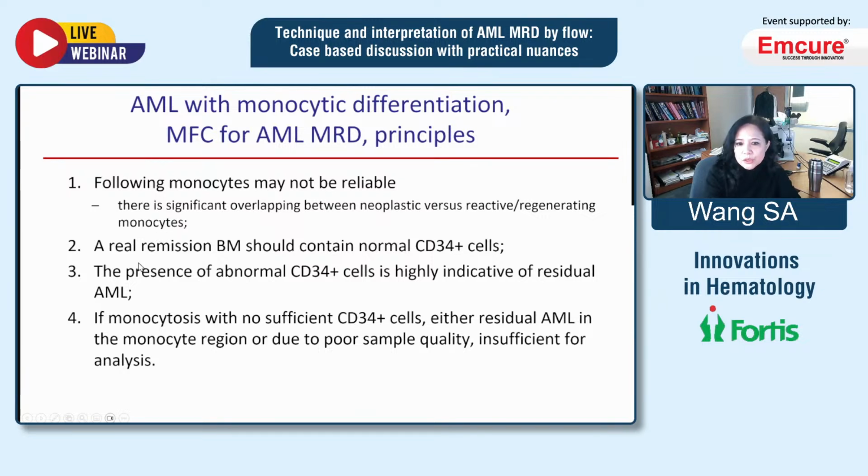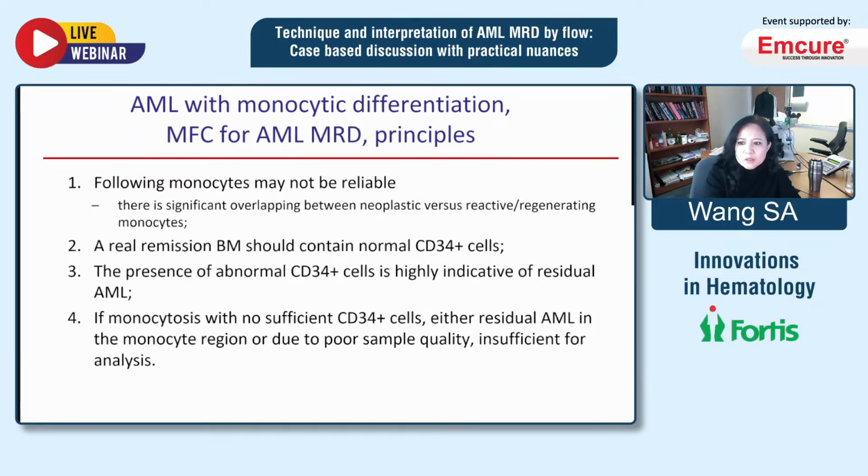monocytes. So the real remission bone marrow should contain normal CD34 cells, unless the patient is an early relapse from stem cell transplant, because you still retain a lot of CD34 cells. And if you have abnormal CD34, it's very likely you have residual AML. But if you don't see any CD34 cells, you had better look very hard in the monocyte region. You may identify residual AML. That's the basic principle in patients now treated with venetoclax.